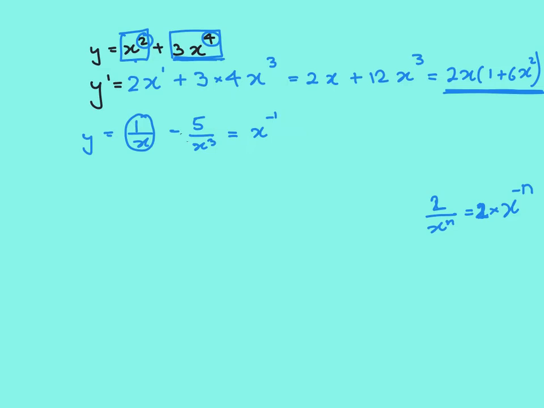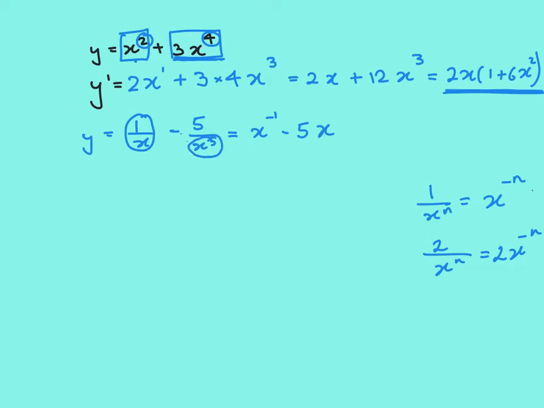Okay, let's go back to this. Let's go back and change this one a little bit. Let's try that again. Remember to use the rule that 1 over x to the power of n is the same as x to the power of negative n. If I have 2 over x to the power of n, it is 2x to the power of negative n. So, index law. And then take away 5 times x, where the power of 3 is in the denominator. Move to the numerator, it's going to be negative 3.